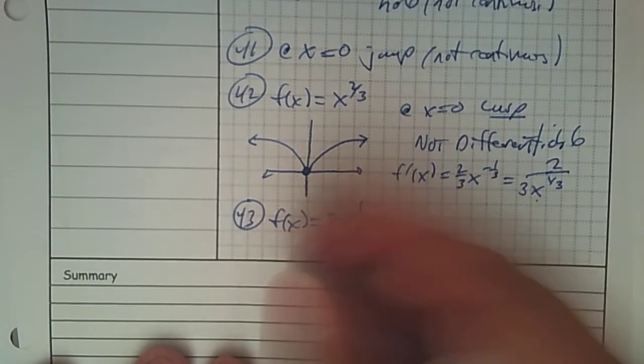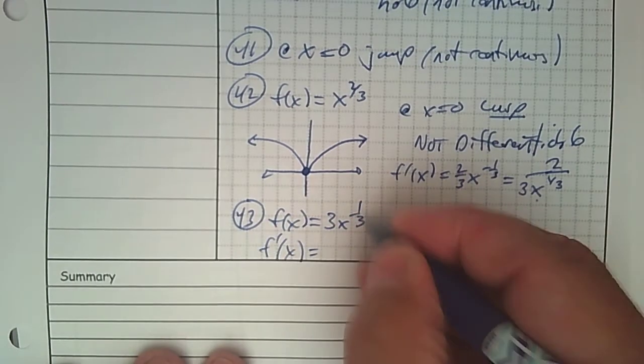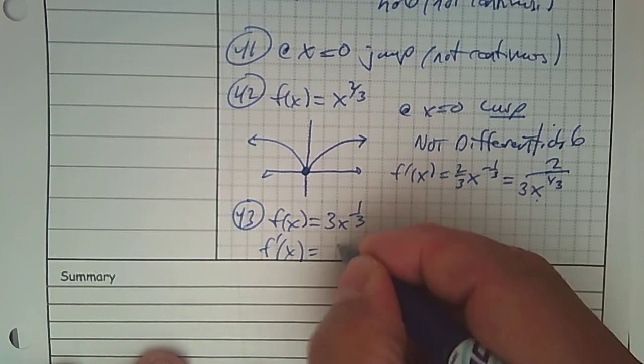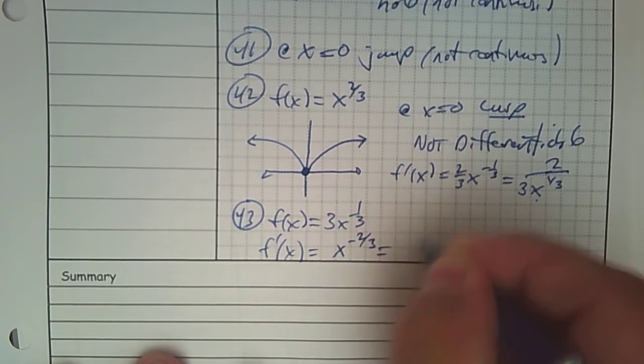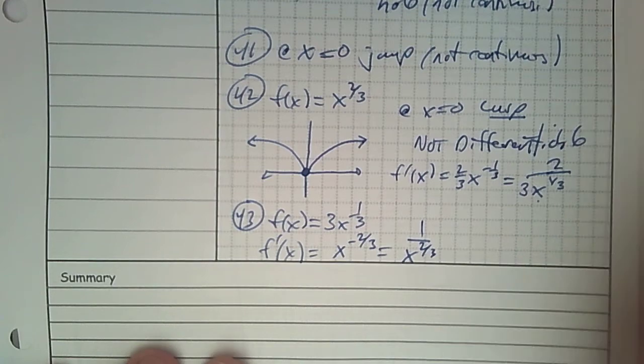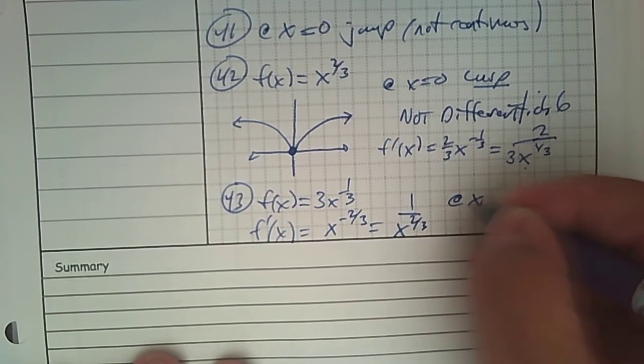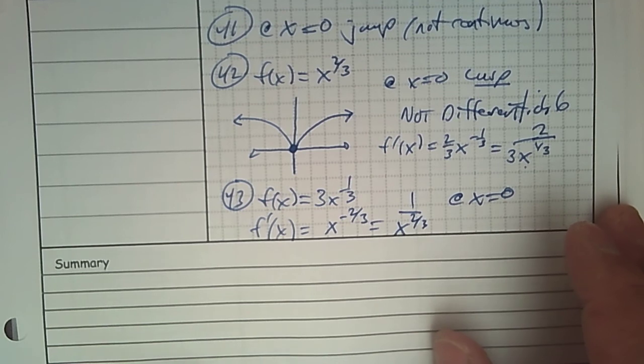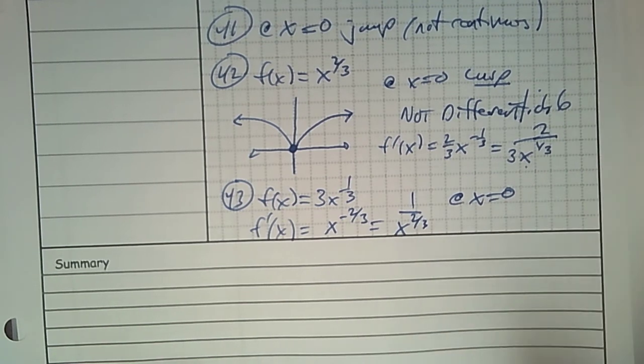Here, if you take the derivative of this, 1/3 times 3 is 1, but then subtract 1 from the exponent. That's x to the negative 2/3, or 1 over x to the 2/3. What x coordinate makes it not differentiable? So at x equals 0, again, it's not differentiable because at x equals 0 it would be undefined.